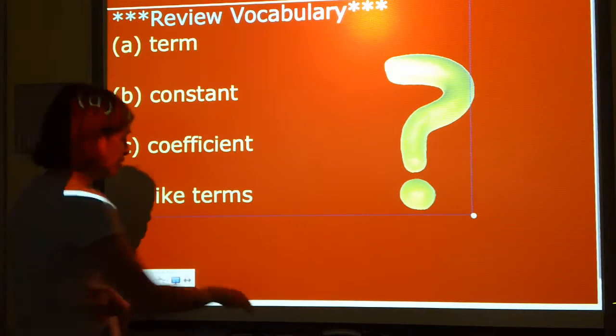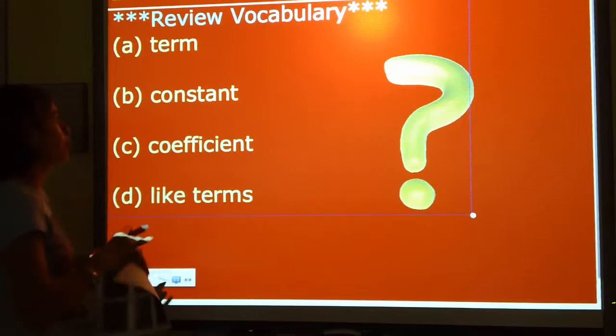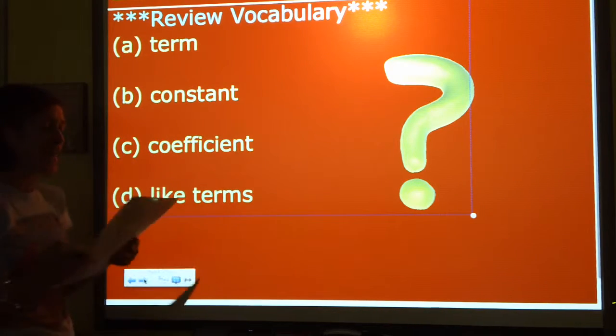Couple of vocabulary terms we want to make sure that we know. We need to know what a term is. So basically, a term is just a variable or a number.